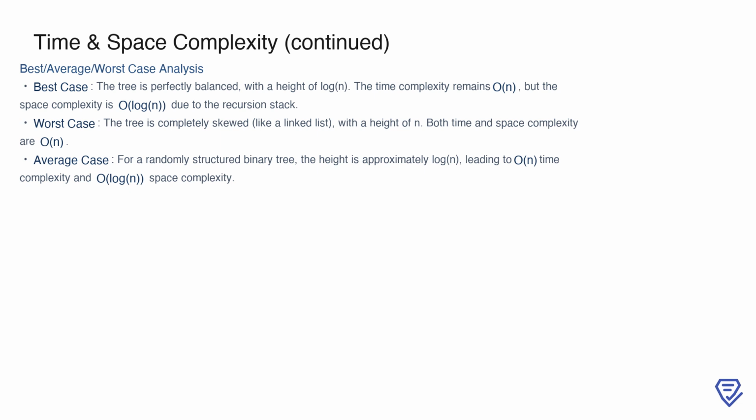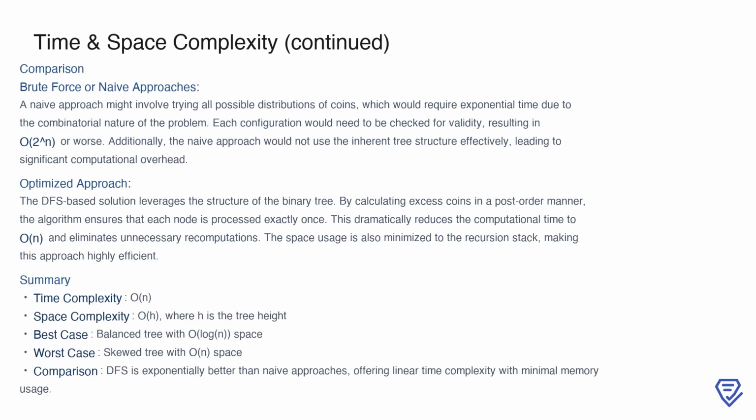In the worst case, the tree is completely skewed, resembling a linked list. This pushes the height of the tree to n, making both the time and space complexity O(n). For the average case, where the binary tree has a random structure, the height typically approximates log n. This gives us O(n) for time complexity and O(log n) for space complexity. These scenarios clearly demonstrate how the structure of the tree influences the space requirements, even though the time complexity consistently stays linear.